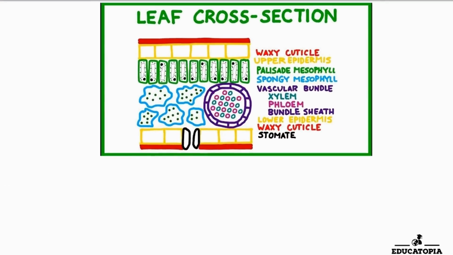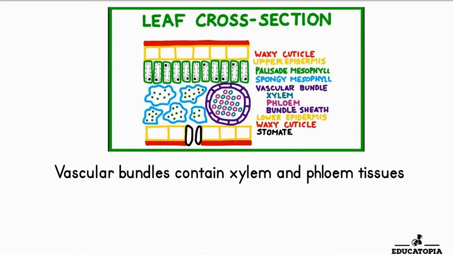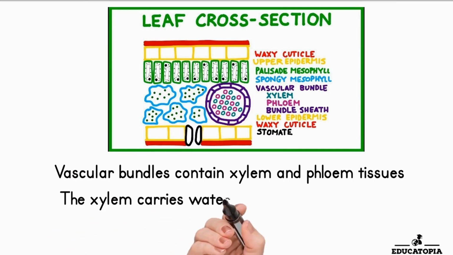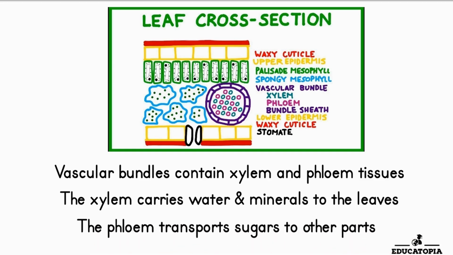Connecting the mesophyll layers is an intricate network of veins, known as vascular bundles. These bundles contain xylem and phloem tissues. The xylem transports water and minerals from the roots to the leaves, while the phloem carries the products of photosynthesis, such as sugars, to other parts of the plant.